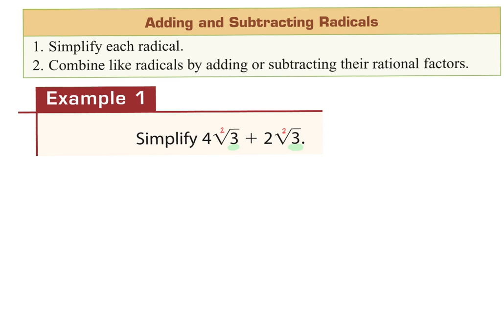Since those are considered like radicals, all I have to do is add the numbers on the outside. So 4 square root of 3 plus 2 square root of 3 is 6 square root of 3.